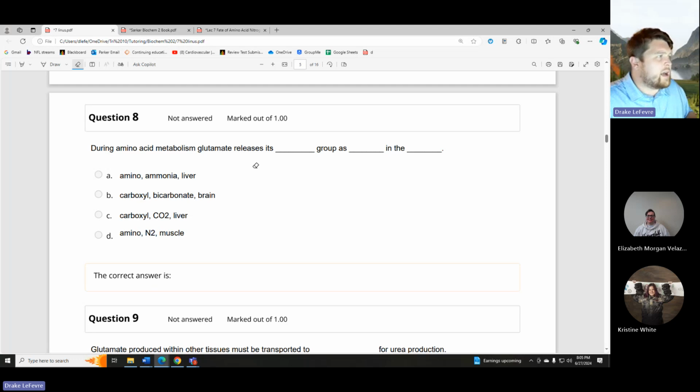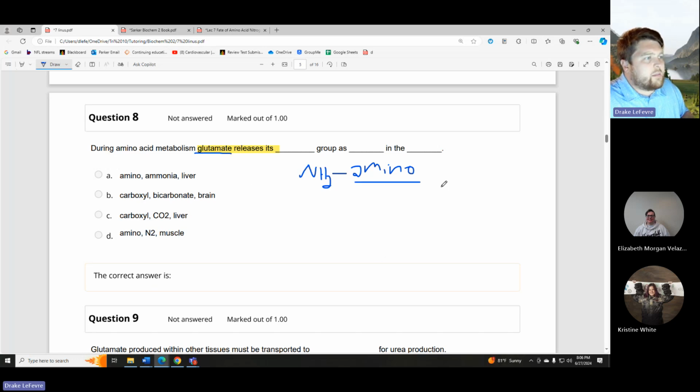During amino acid metabolism, glutamate releases its blank group as blank in the blank. This is where we start to look at those things. So glutamate coming off of the amino acid, the amino acid itself, we look at the stages. When the amino group is on the amino acid, it is our NH2, which is an amino. Immediately we look for when it's coming directly off of an amino acid, it's an amino. So look here, immediately these two are gone. It's one of these two.